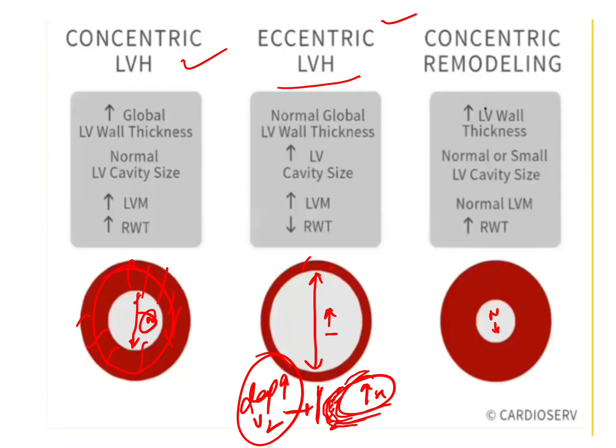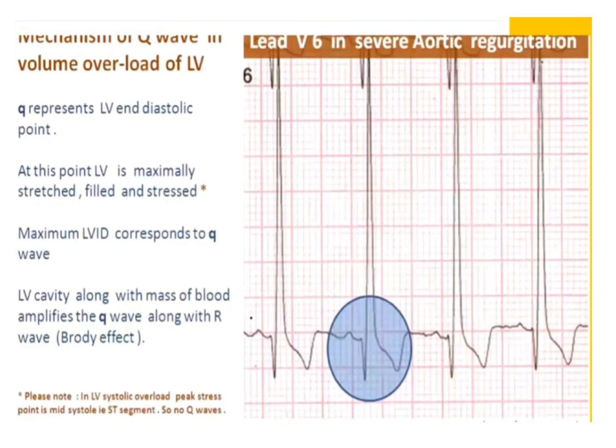This term was explained by Brody, so we call it as Brody effect. Here we can see deep Q wave in lead V6, and whenever there is LVH plus deep Q wave, this phenomenon is called Brody's effect, and it is suggestive of cavity potential. That is, LVH is due to volume overload.